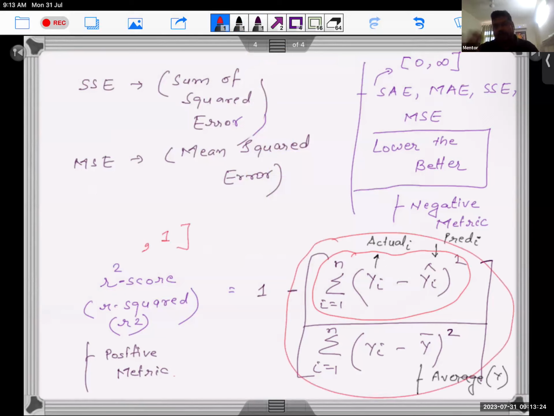Now, we had discussed the example for univariate. Let's discuss the example for multivariate. So let's take two input variables, age and say height, and let's try to determine the weight.